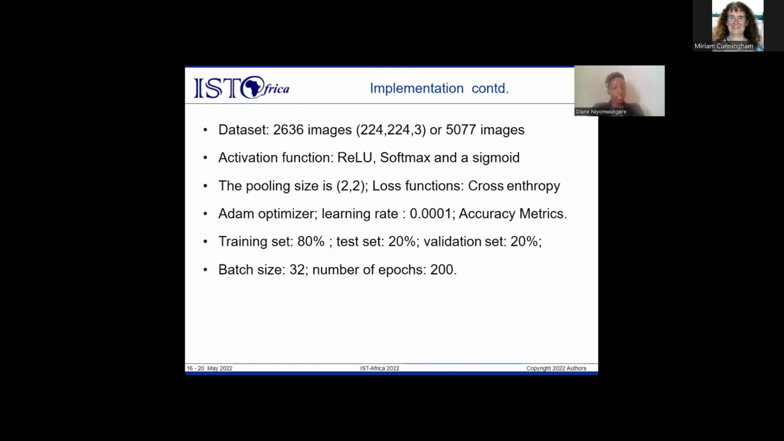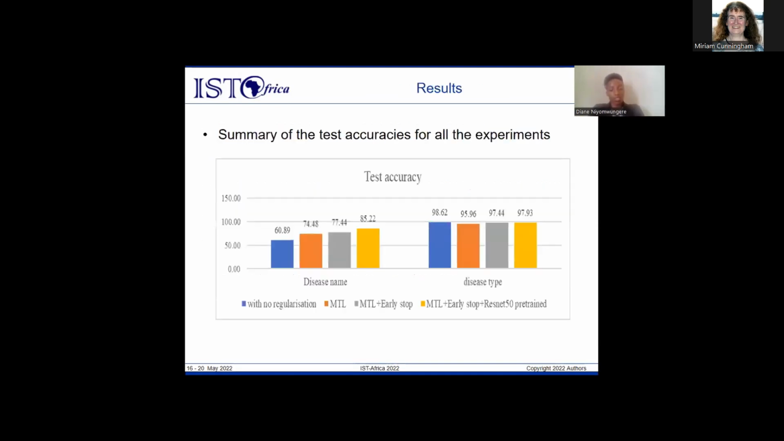The pooling size is 2 by 2 for all the models, and for all the experiments we used the Adam optimizer with a learning rate of 0.001. Accuracy was the performance metric. The dataset was split into 80% for the training set and 20% for the test set. The validation set is made up of 20% of the training set, and we used a batch size of 32 with 200 epochs.